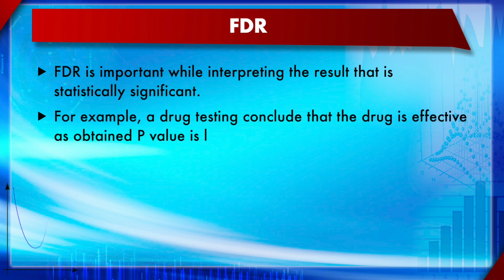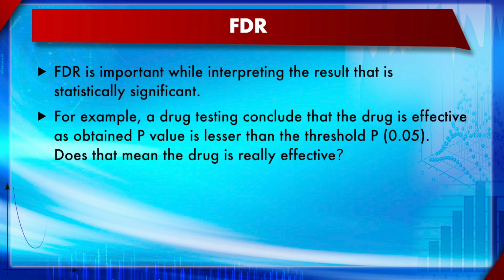For example, in drug testing, it is concluded that the drug is effective as the obtained p-value is lesser than the threshold p-value, that is 0.05.